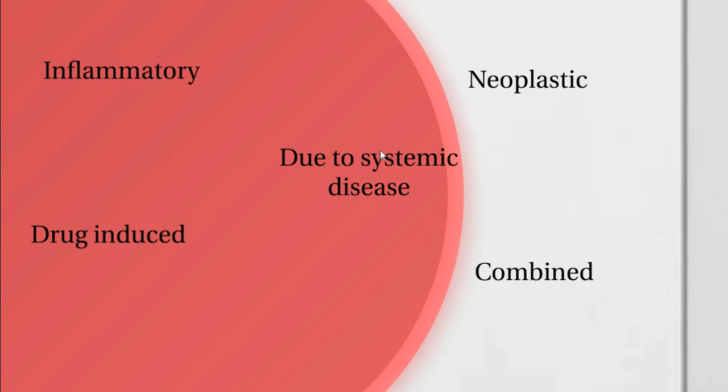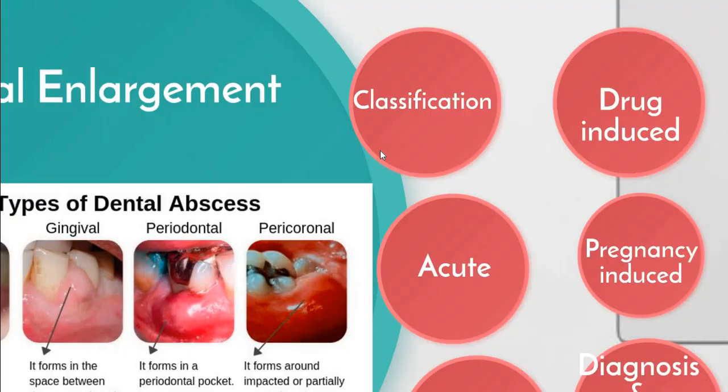And also we have neoplastic enlargement. Benign and malignant tumors of the gingiva can also cause enlargement. So it is not just inflammatory. Not every enlargement needs a surgical intervention, removal or excision of the gingiva. You should study well the history and examination that you are doing. And throughout the history, you may find the keys to diagnosis and treatment planning. So this is the classification.